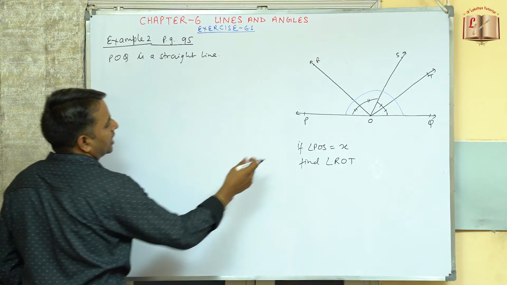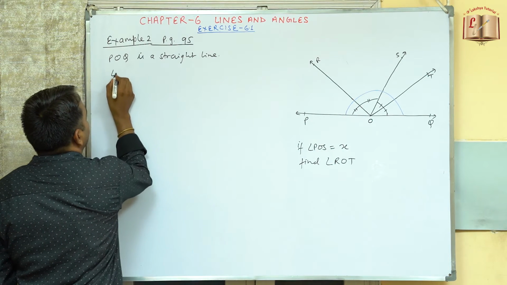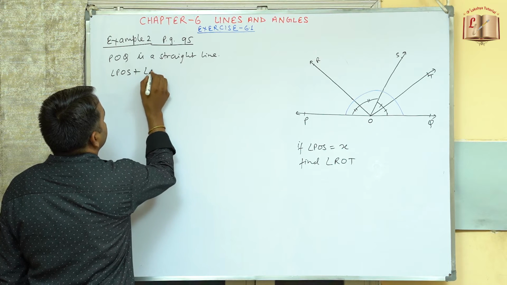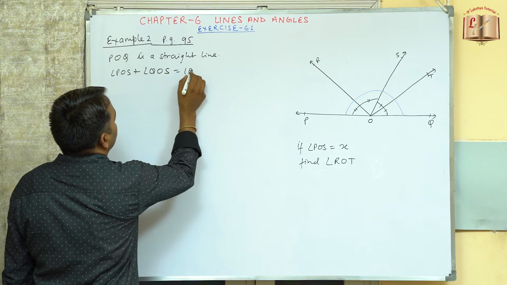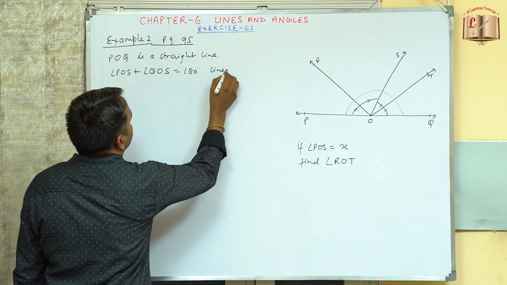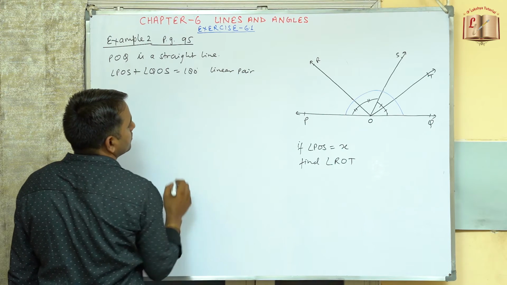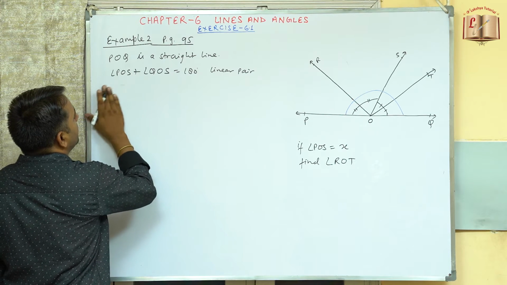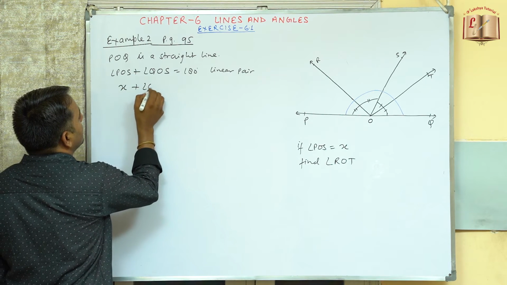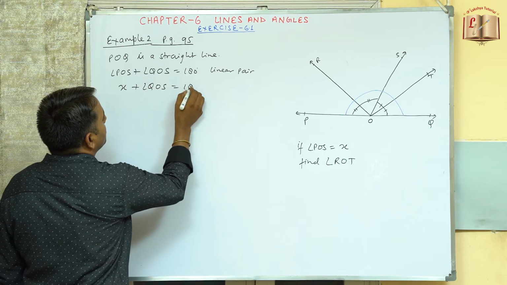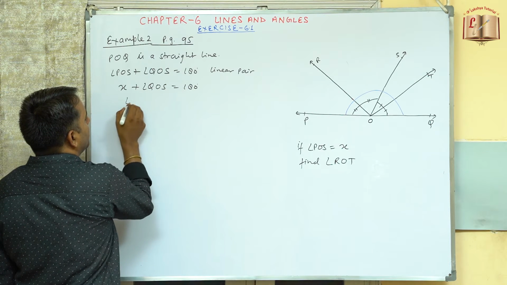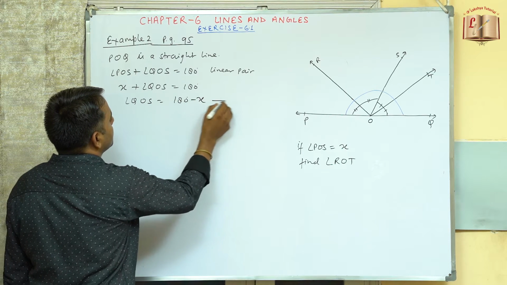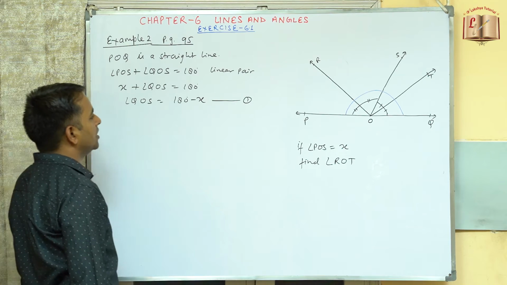So we can write angle POS plus angle QOS will be equal to 180 degrees, linear pair. Now POS is already given as x, so this can be written as x plus angle QOS equals 180 degrees. Now angle QOS can be written as 180 degrees minus x. So this is now equation number 1.